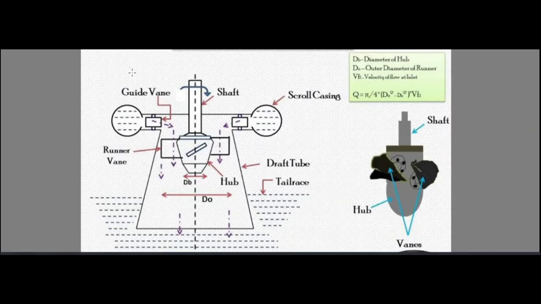Now we have the Kaplan turbine. So this is the Kaplan turbine. Once again, the scroll casing will be of decreasing cross-sectional area and the draft tube will be of increasing cross-sectional area. So the draft tube will increase the suction, and energy will increase, efficiency will increase. Increase in energy output and efficiency.